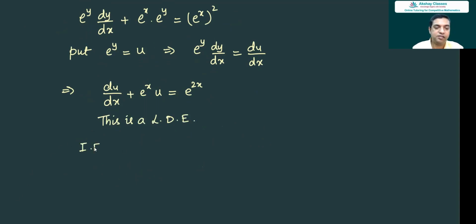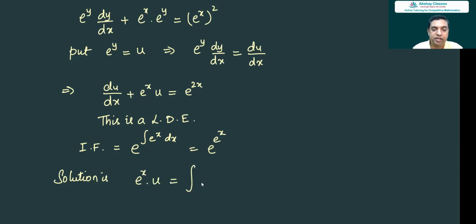Integrating factor is e power integral p of x dx. So we get e power x. Now the solution: integrating factor times u is equal to the integral of the integrating factor times q. Here the integrating factor is e power x.